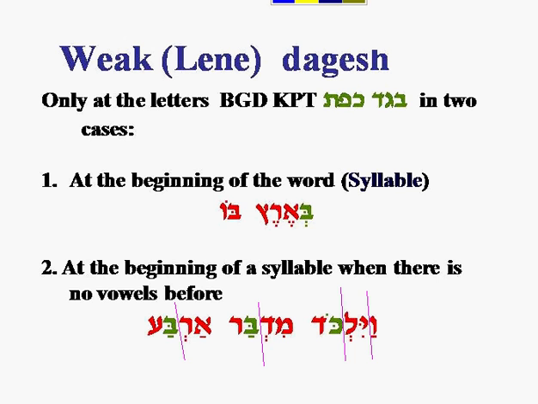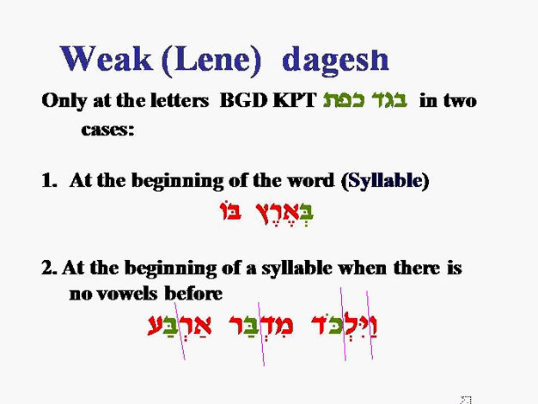So now we can see pretty clearly that we have one of those 6 letters, Beged Kefet, and it appears at the beginning of the syllable. Therefore, we would expect to see a Lene Dagesh. Again, no vowel before the beginning of the new syllable. Therefore, we would expect to see a Lene Dagesh. And again, we would expect to see a Lene Dagesh.